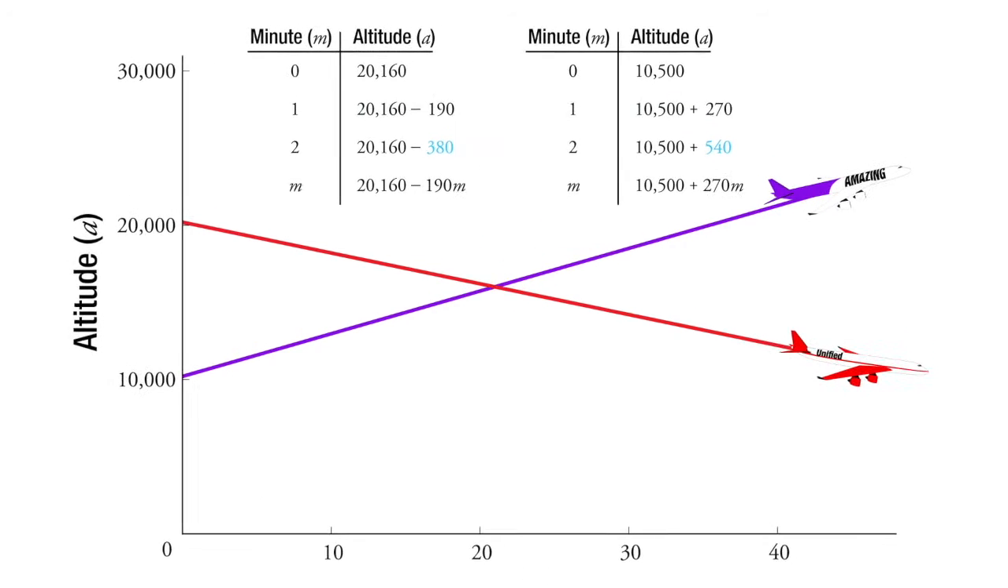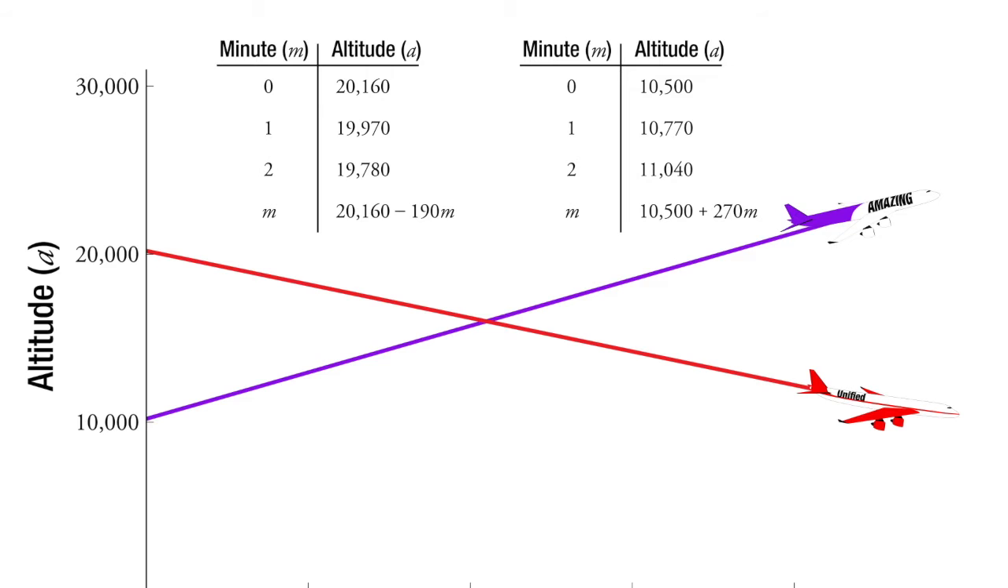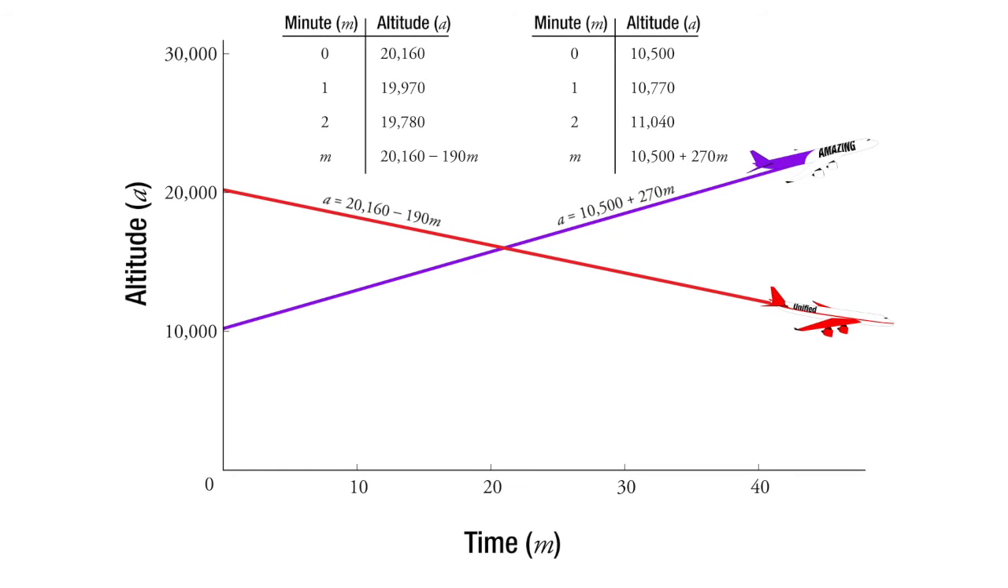So we'll start off with those same two equations, right? We're going to start off with A equals 20,160 minus 190m. That's the descending plane formula relating altitude and the number of minutes that have gone by. And the other formula is A equals 10,500 plus 270m. That's the description of the second plane, the one that's ascending. It's going to be 270 feet up every minute that goes by.